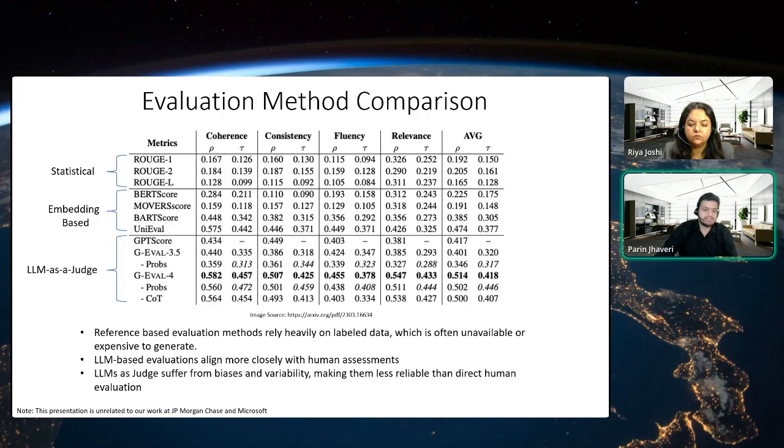To summarize, reference-based evaluation methods face a ton of challenges. These methods rely heavily on labeled data, which is often unavailable or expensive to generate. Their rigidity limits their applicability to real-world diverse tasks. LLMs as judges prove to be a promising alternative. LLM-based evaluations align more closely with human assessments, making them a strong candidate for replacing reference-based metrics. G-Eval-4, for example, consistently outperforms traditional metrics. Despite their advantages, LLMs as judges are not without flaws. They suffer from biases and variability, as even Ria mentioned, making them less reliable than direct human evaluation.